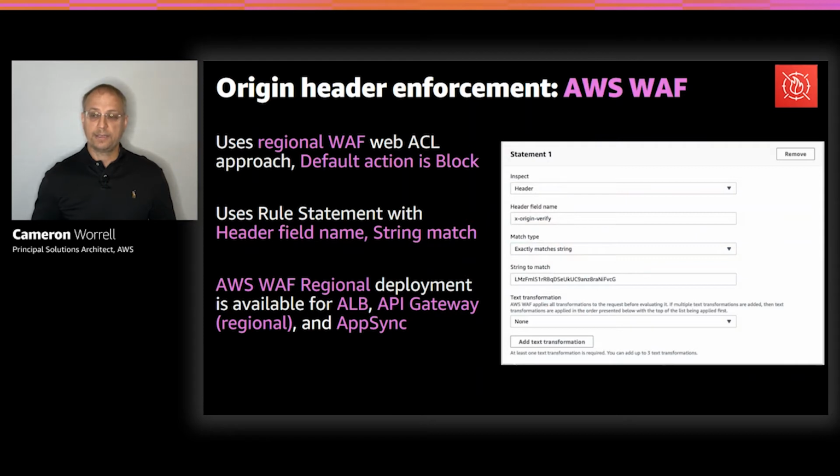So this is essentially a pattern where you're going to deploy a regional WAF with your application load balancer. In that regional WAF, you're going to set up a web ACL. That web ACL has a default action of block. Then you configure a statement. So then I'm going to configure that ACL to look for my header and then match based on the specific string that CloudFront has added to that request. And this is basically something that you can implement with application load balancer, API Gateway, or AppSync. If it does not match that particular condition with the header, then we're going to basically block that request.